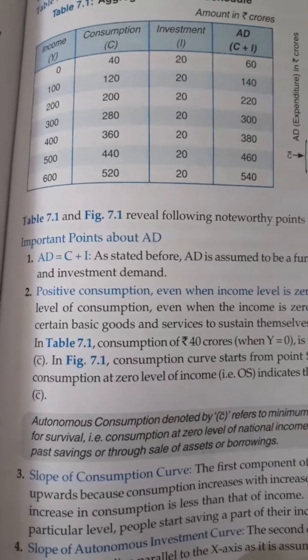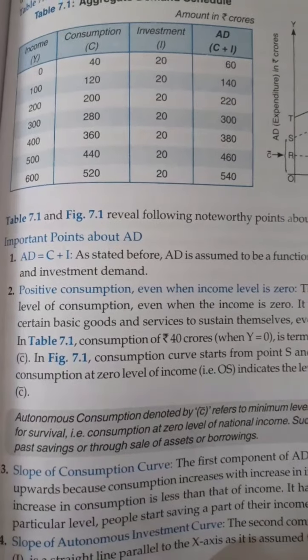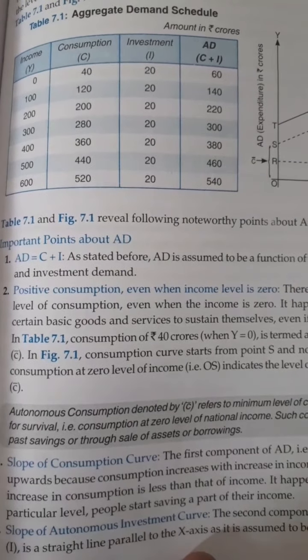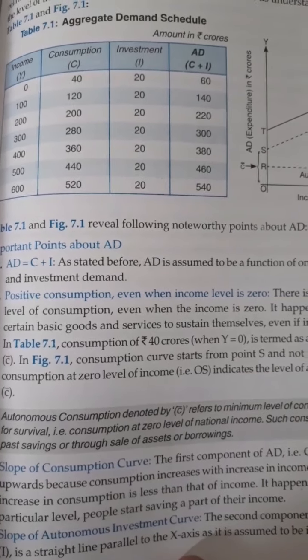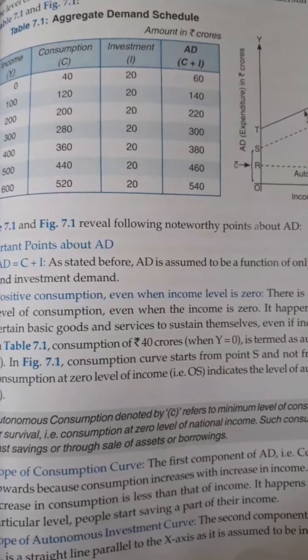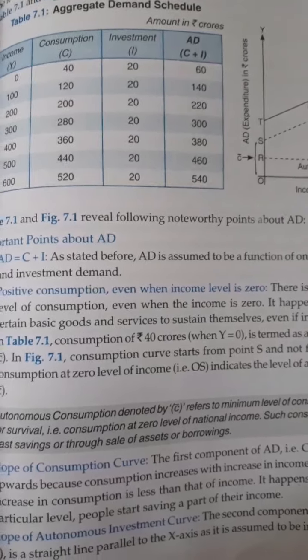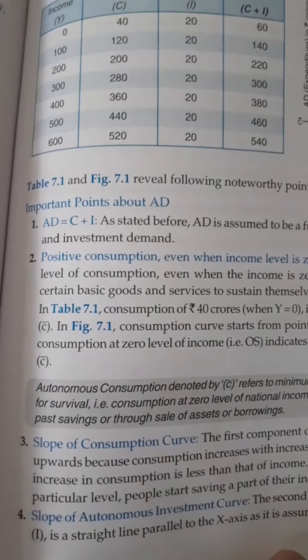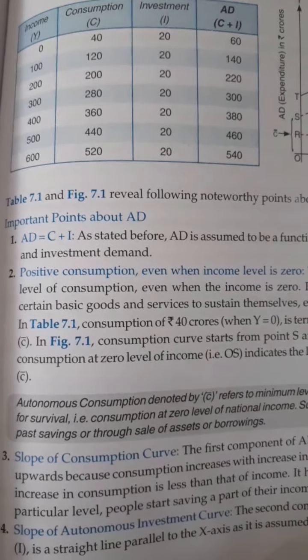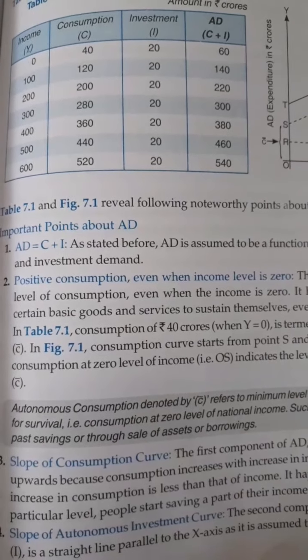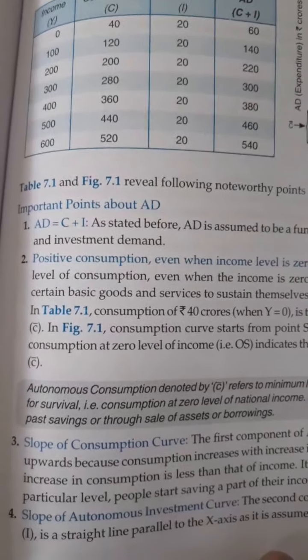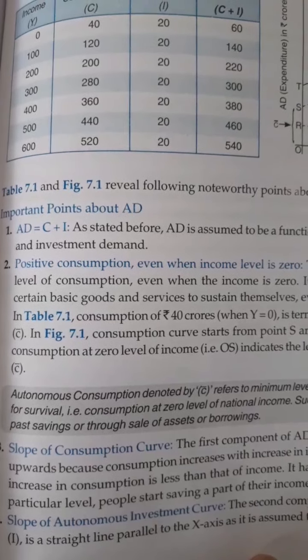Understood? So if we see some important points about AD, AD is equal to C plus I. The AD curve is always positive. Even when zero level of income is there, it holds certain value. That is why it never starts from zero. Then the slope of the consumption curve is positive and inclined. As the income increases, AD also increases.